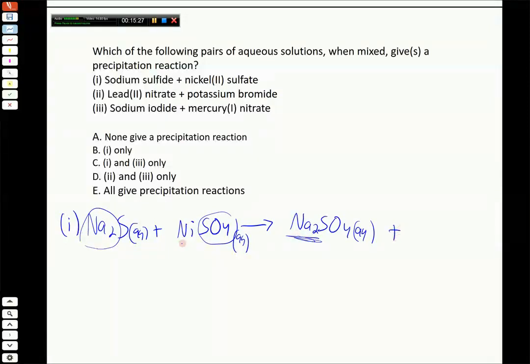But then the other product is going to be nickel sulfide. And sulfide is one of those that's pretty much always going to be insoluble. So sulfide is going to be insoluble unless it's paired with one of those special cations like lithium, sodium, potassium, ammonium, those few that we had that are always soluble. So this one's going to be our precipitate. We shouldn't write that as aq. That was my mistake. We should put that as s for solid. So this one gives a precipitate, so that one we're going to count as part of our answer. Answer choice 2, we're taking lead 2 nitrate.